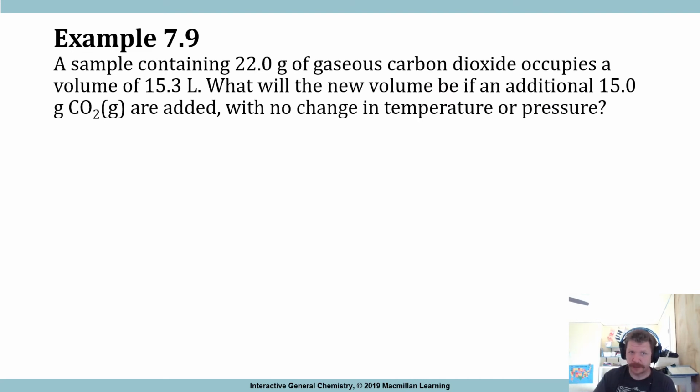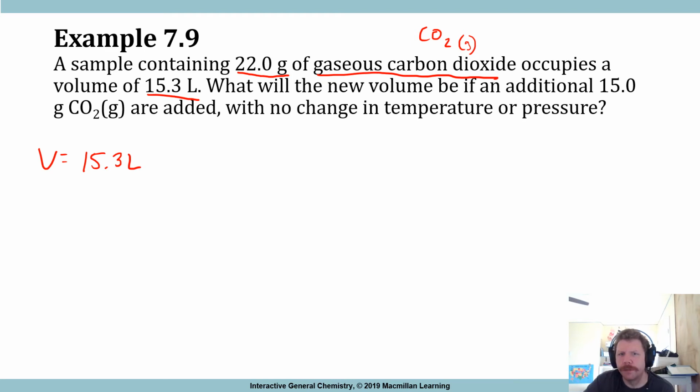Now, in practice, we've got something like this. A sample containing 22 grams of gaseous carbon dioxide, so I'm going to write CO2 (g), occupies a volume V equals 15.3 liters. What will the new volume be if an additional 15 grams of carbon dioxide are added with no change in temperature and pressure? So P and T are effectively irrelevant for this problem.